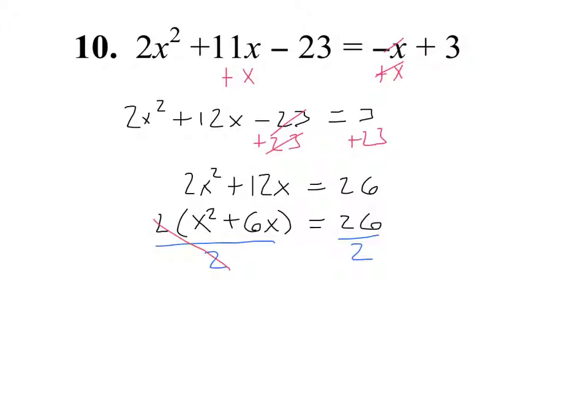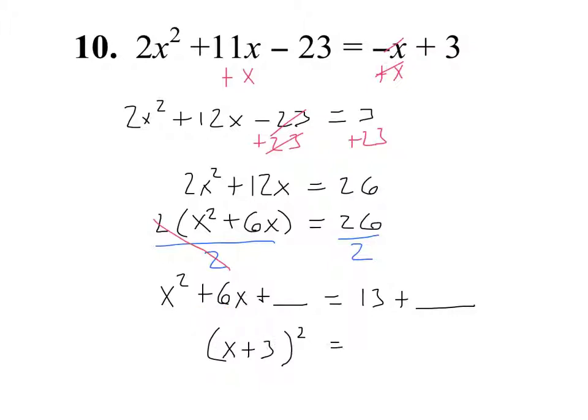All right, so we now have x squared plus 6x. We're going to add something to that to complete the square, so leave yourself a blank. Equals 13 plus the same blank. Below your work, write your binomial squared. The first term is an x. So, how do I get that next number there? X, is it plus or minus? Plus, because you have a positive 6. Half of 6 is 3, so plus 3.